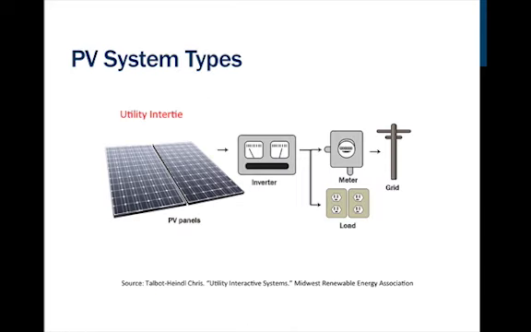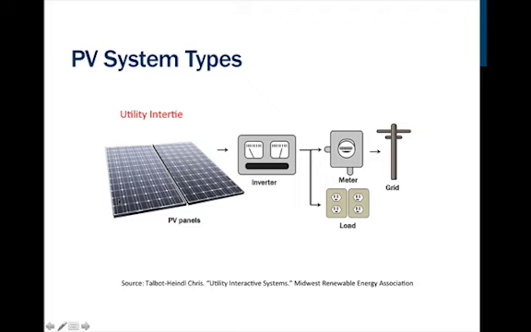So, system types. Here we have the utility intertie system without batteries. It's the simplest type of system out there for home use, and this can be a small unit that's going to provide a percentage of your needs, or it can be a larger system that's going to provide all your annual needs, or it could be larger than what you need on an annual basis, and you'll get a credit for your energy production at the end of the year. So here we have a simple setup.